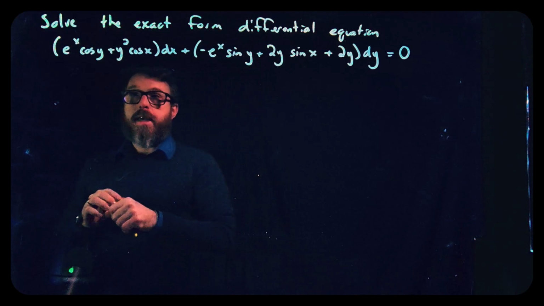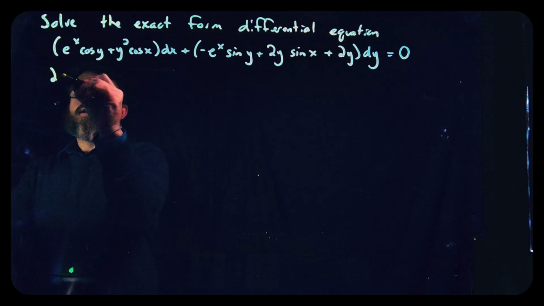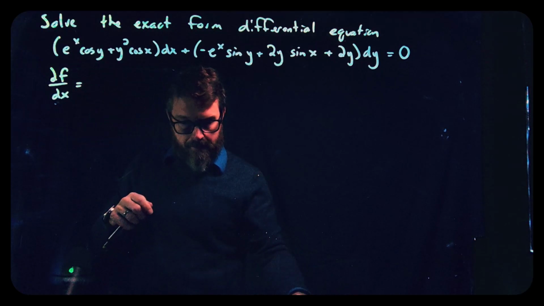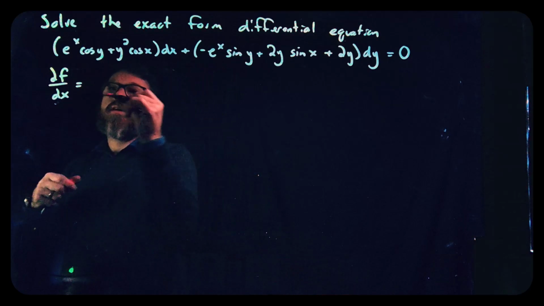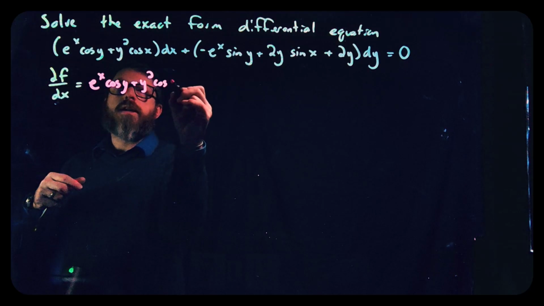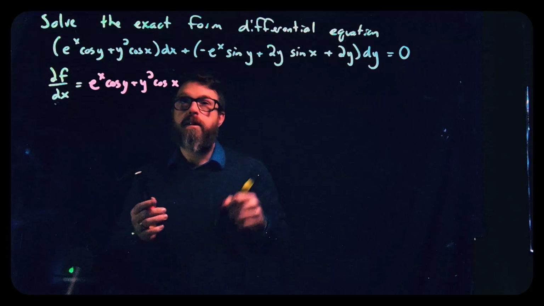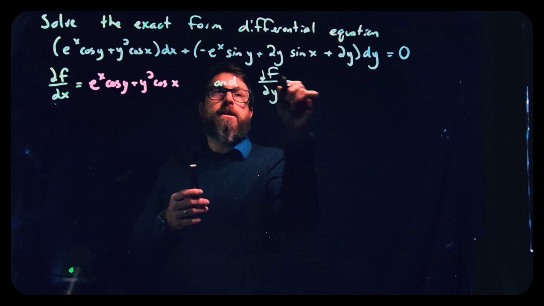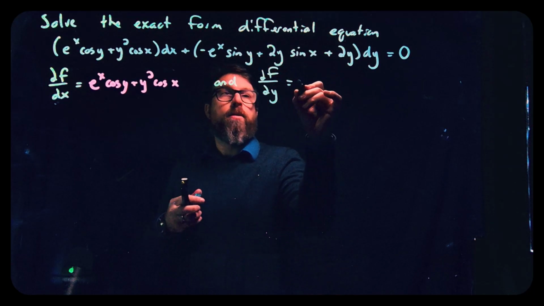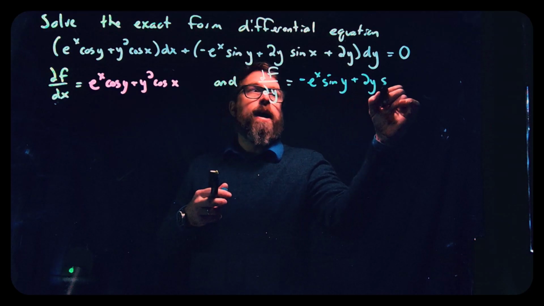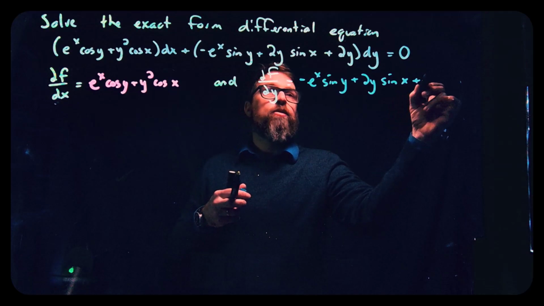So what that means is that the derivative of f with respect to x is going to be equal to this coefficient function, e to the x cosine of y plus y squared cosine of x, and the derivative of f with respect to y is going to be equal to this coefficient function, so minus e to the x sine of y plus 2y sine of x plus 2y.